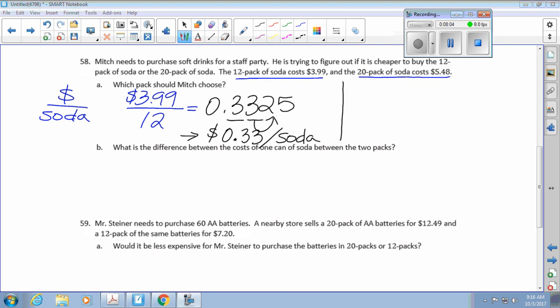The second one, we have a 20-pack that costs $5.48. So what number do I put on top, everybody? Oh, nobody's answering. They're all of a sudden super shy. 548. Very good, Sue Ann. $5.48. And then that was for how many sodas? Deja, 20. Very good, 20. All right, go ahead and do that division, guys.